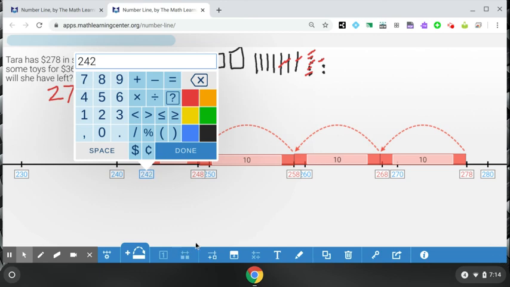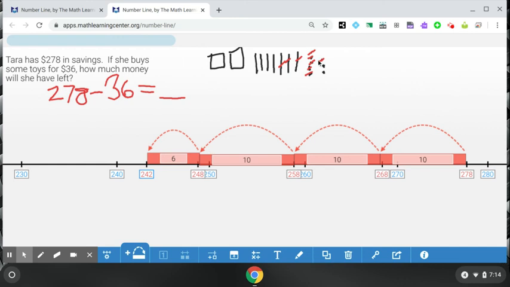So there we have it. When you have your base 10 blocks, you can see how you take away 36, but look at what that looks like right on the number line. So I started with 278 as my total. I took away 36 as a part, and it left me with the other part of 242.